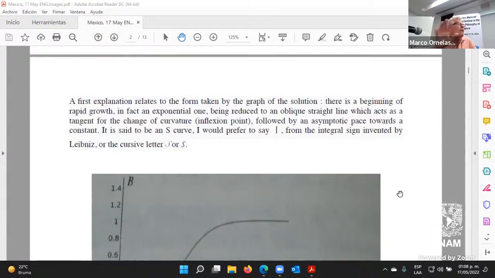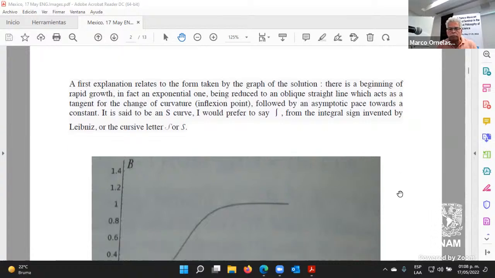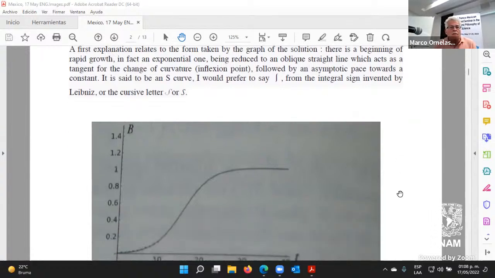And I'm almost using the wording by Verhulst in 1838. The form taken by the graph of a certain solution of an equation. There is a beginning of rapid growth. In fact, an exponential one, meaning it is precise. Being reduced to an oblique straight line, you see it? In fact, which acts as a tangent for the change of curvature. That is, there is an inflection point, clear? Followed by an asymptotic pace towards a constant. You may say, in their usual description, it is an S curve.